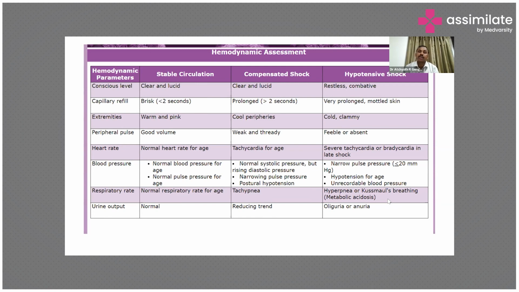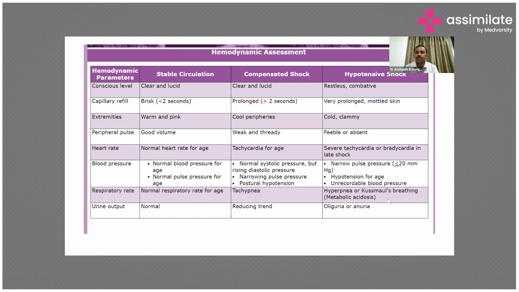So this is shock state, but compensated, where the patient is conscious and clear, though there are clinical indicators which often can be missed unless we really look for the changes, like the capillary refill, cold peripheries, weak and thready pulses, moderate tachycardia and tachypnea, and falling urine output.